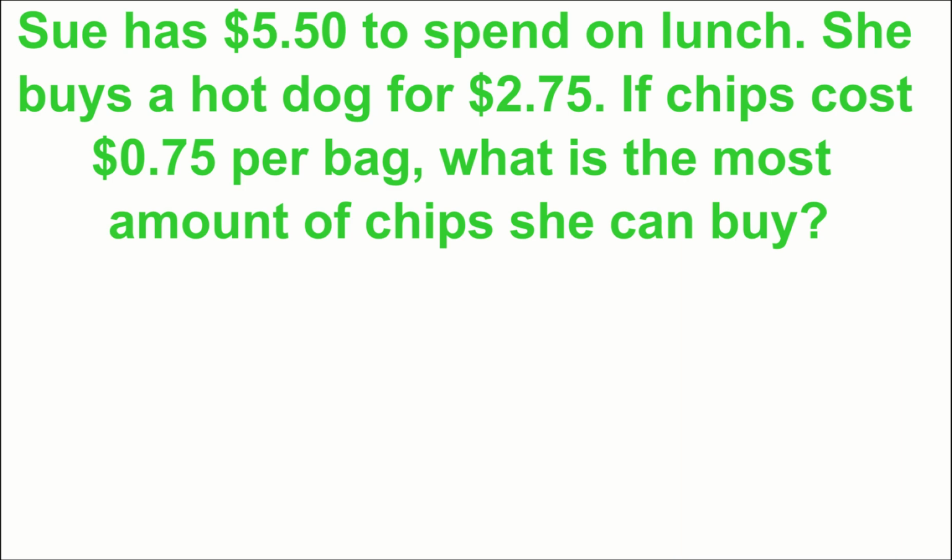Sydney? 3 is correct. All right, there's a lot of different ways you could do this. I'm just going to show you the inequality to start with, though. We got a hot dog for $2.75. Plus, she's got 75 cents for each bag of chips. And we don't know how many she's buying, so that's a variable multiplied by that.